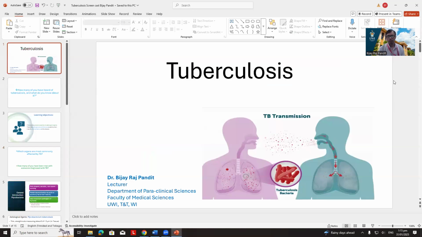So today our topic is tuberculosis, and the figure represents some of the mechanisms of the disease transmission and which part is affected by the bacteria that cause the tuberculosis disease.